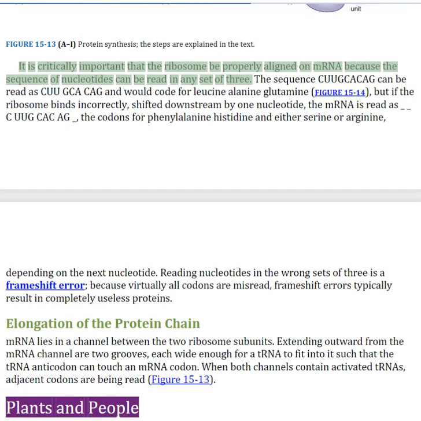It is critically important that the ribosome be properly aligned on mRNA because the sequence of nucleotides can be read in any set of 3.